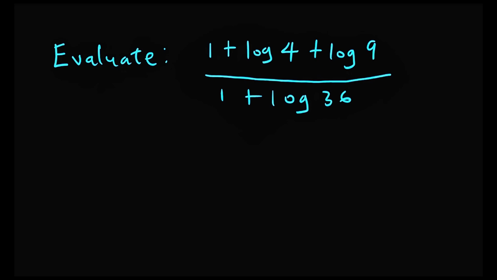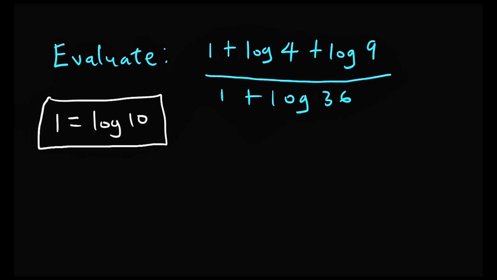In this video, we are going to learn how to apply the laws of logarithms to simplify expressions involving logarithms. So we have: evaluate (1 plus log 4 plus log 9) over (1 plus log 36). Remember, for us to be able to apply the laws of logarithms, we have to write everything in log form. So we can rewrite 1 as the log of 10.